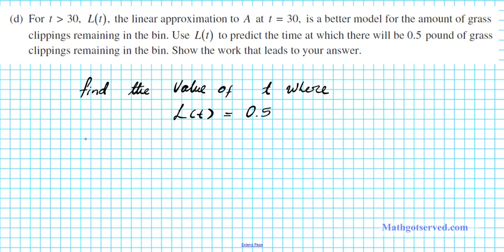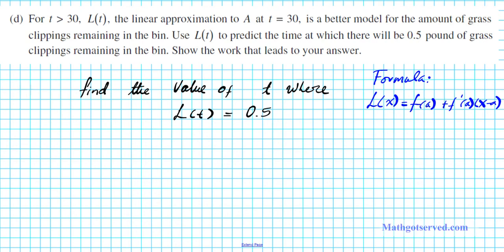Linearization formula, L of x. Let's go over the formula again, first of all, and then we'll apply it to this situation. So the formula for linearization, let's write it to the side here. L of x is given by f of a plus f prime of a times x minus a. It's basically the equation of the tangent line with y isolated.